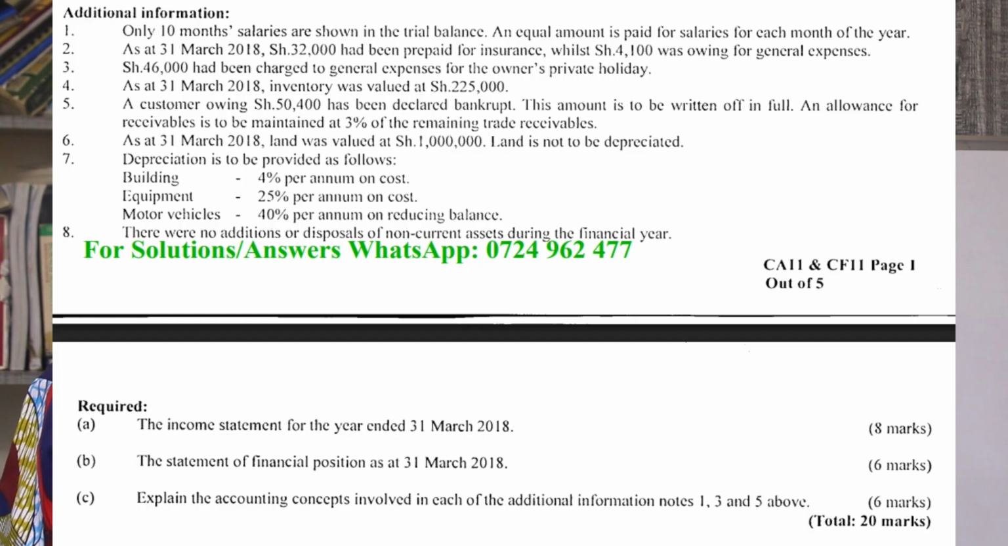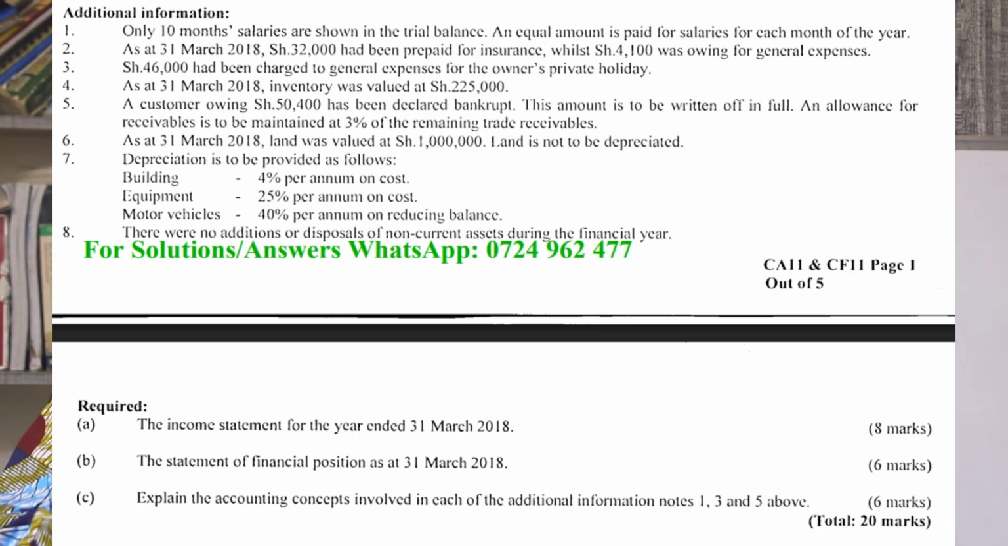You add 5,400. We are told it has not been written off. The one that is in the trial balance has been written off, but now this one needs to be written off more. So you add the 5,400 to what is already written off. Then we are told an allowance for receivables. Once you get your debtors, you subtract bad debts, which we are now subtracting 5,400. On the remaining amount you compute 3% to get allowance for doubtful debts, so that you can know whether that allowance is the same as the allowance in the trial balance.